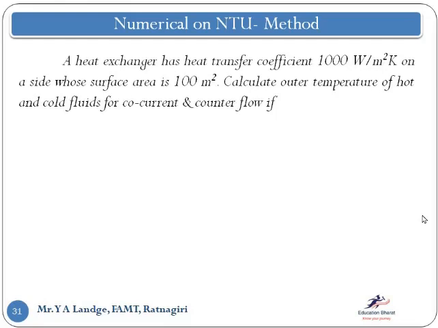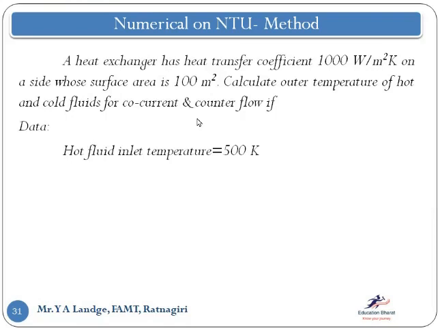The heat exchanger has a heat transfer coefficient of 1000 watt per meter square Kelvin on a side whose surface area is 100 meter square. Calculate the outlet temperature of a hot fluid and cold fluid for co-current and counter-current flow. The data is mentioned here.